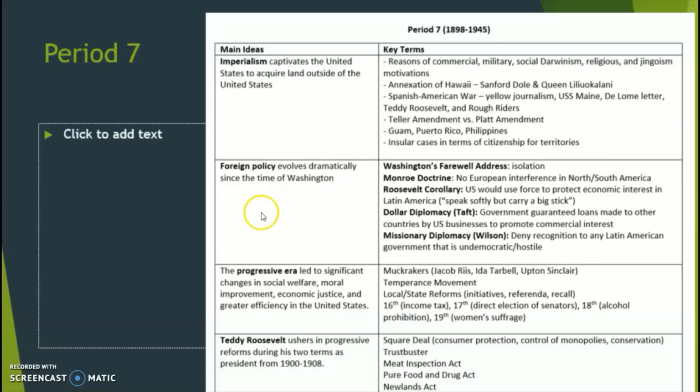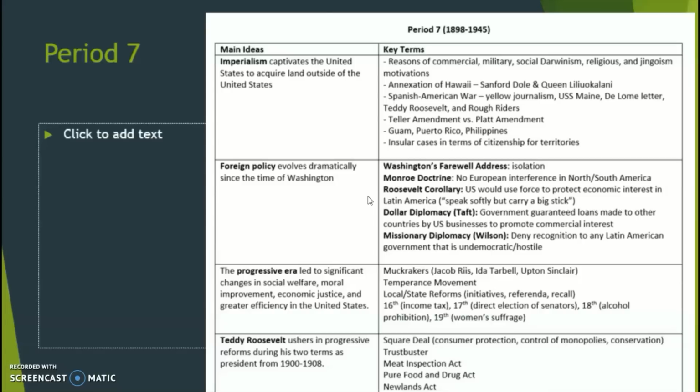Now, in terms of foreign policy, it has evolved dramatically, starting in the time with Washington, right? Isolation, form no alliances unless commercial relations only. We have the Monroe Doctrine continuing this idea of isolation, not getting involved in Europe, and Europe not getting involved with the United States in the West. And this will begin to change with Teddy Roosevelt, with the Roosevelt Corollary, the idea that the U.S. would use force to protect economic interests in Latin America. So, speak softly, but carry a big stick, as he would say.